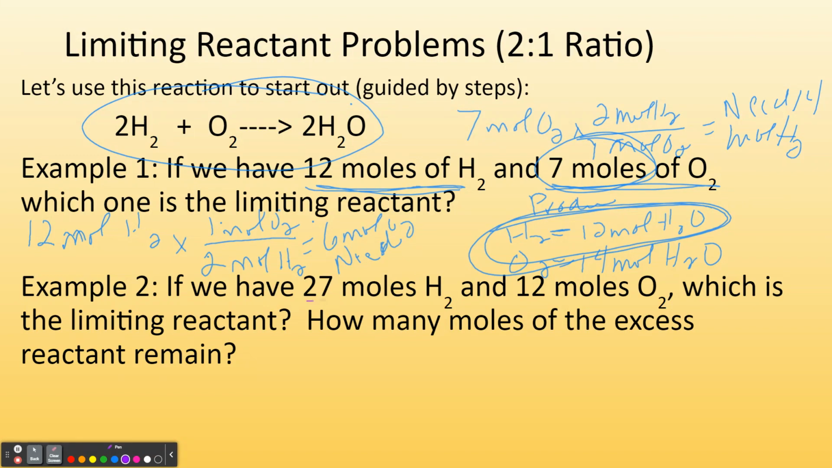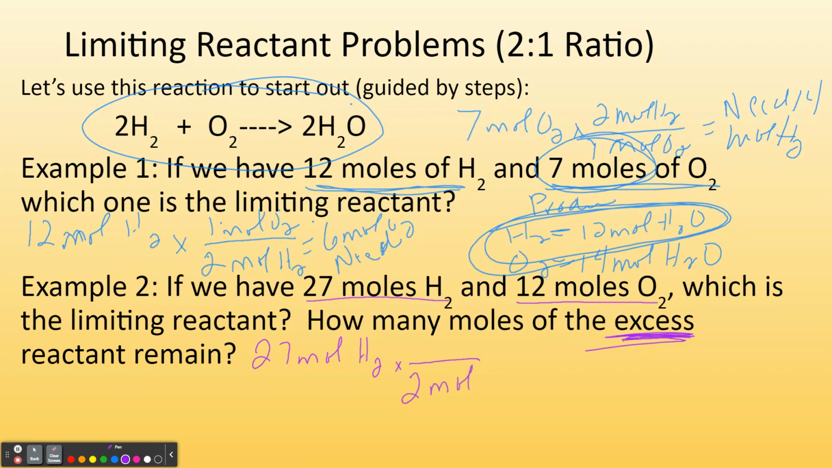For the second one, if we have 27 moles of hydrogen and 12 moles of oxygen, which is the limiting reactant, and how many moles of excess do we have? So we have to take this another step, but our first step is going to be the same. We have to compare our moles to each other. So our 27 moles of H2, if we have to find the excess, it makes sense to compare it to the reactant, not the product. Otherwise, you're going to have to go back and do a little bit more work.